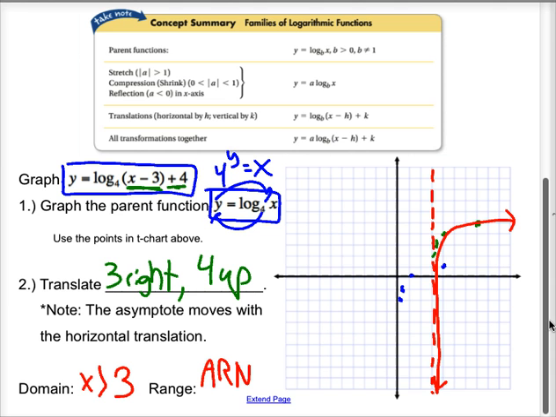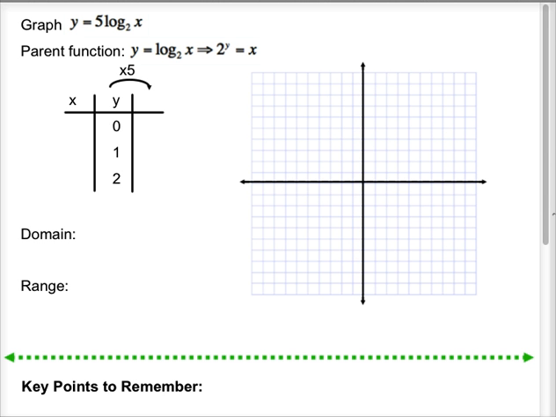All right, we're almost there. So let's take a look at a stretch. So here we have 5 log base 2 of x. So again, what am I doing? Well, I take the parent function. The parent function is just log base 2 of x. I put that in its alternative form, in its exponential form: 2 to the y equals x.